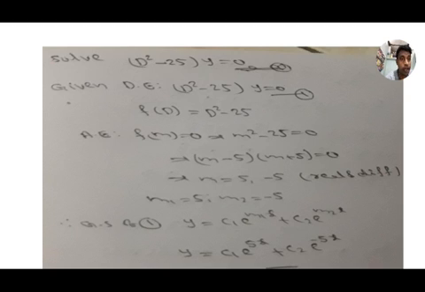First one, real and different: y equal to c1 into e to the power of m1x plus c2 into e to the power of m2x. If the two roots are real and equal, then y equal to (c1 plus c2x) of e to the power of mx. Third case, if the roots are complex numbers, then y equal to e to the power of alpha x into (c1 cos beta x plus c2 sin beta x).